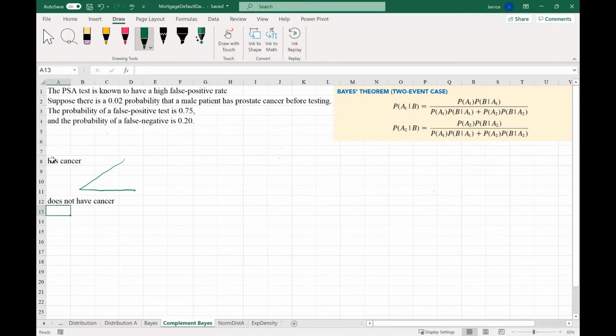And we can say that our patient that does have cancer, when he takes his test, he's either going to get a positive reading or a negative reading. Regardless, he has cancer, but we don't know, is he going to get a positive or a negative? And the same for a patient who does not have cancer. He's either going to get a positive or a negative reading.